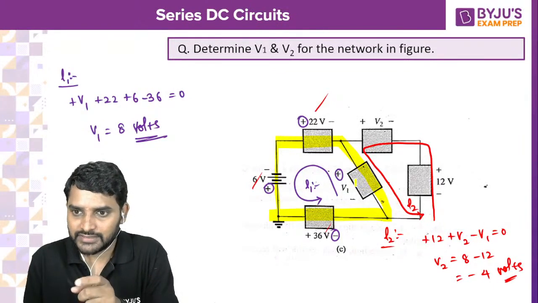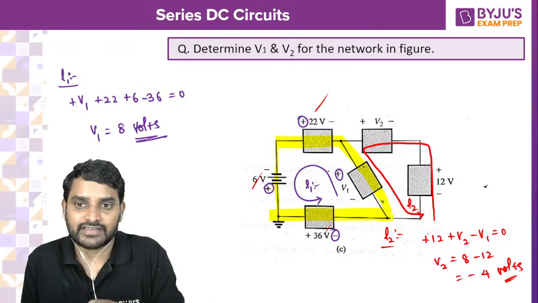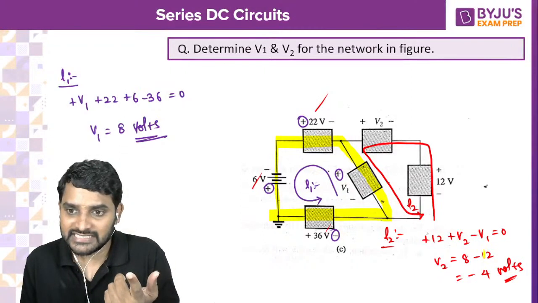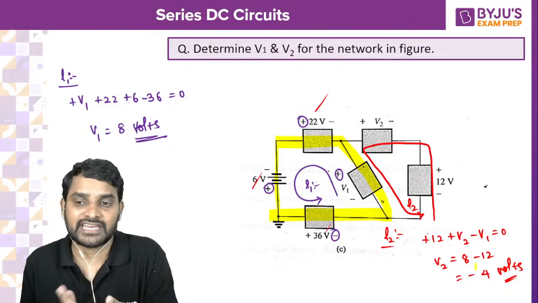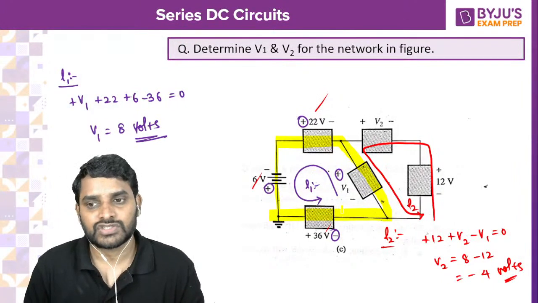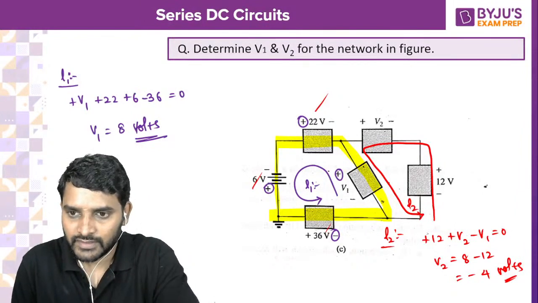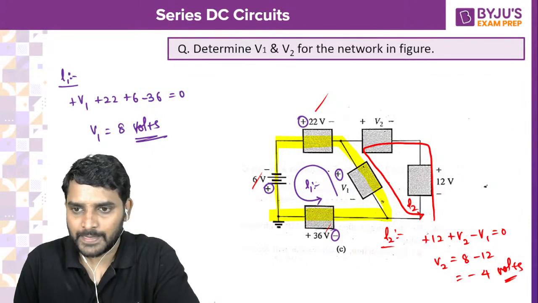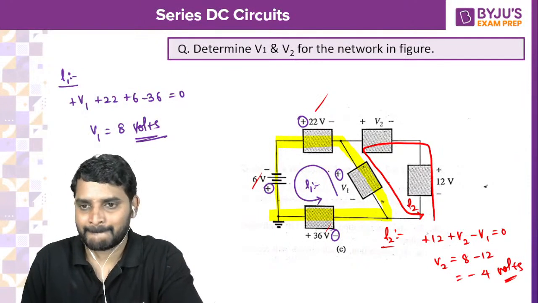If V1 is equal to 8, then plus 12 plus V2 minus V1 is equal to 0. What is V2? We need to calculate. What is V1? That is 8. So V2 is equal to, sending to the right side, plus 8 minus 12. So that will be minus 4 only. 12 minus 8, it will be 4 only. Minus 4 only. Please tell me, any mistake is there? Please tell me. Respond, my dear, respond.